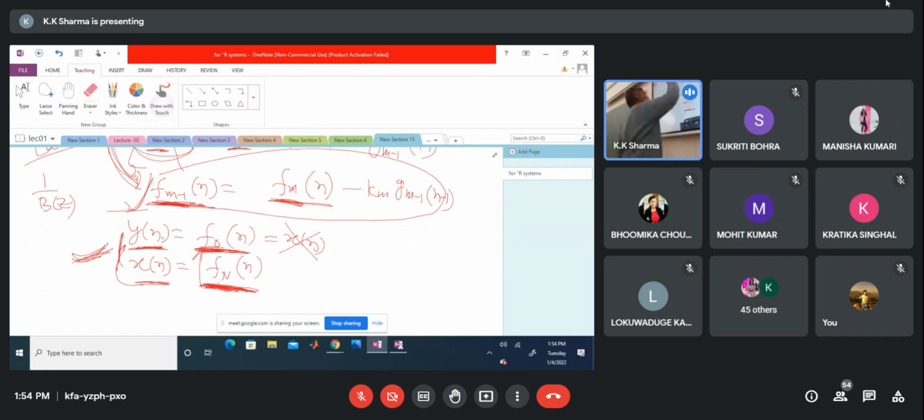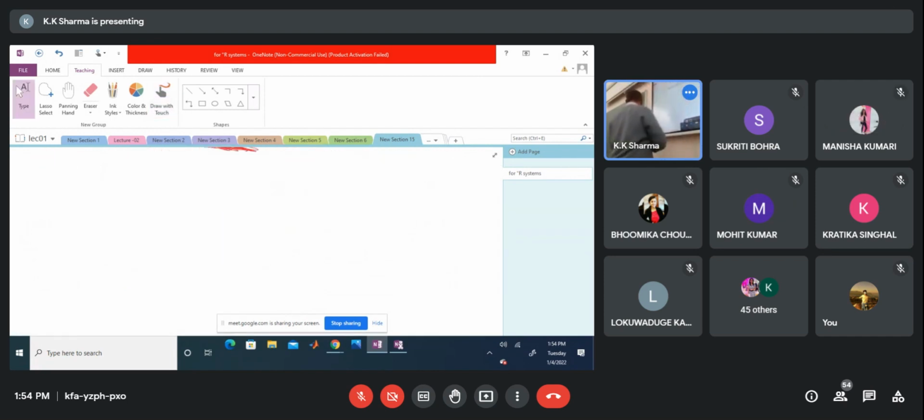From this, the lattice will be formed. You start from this side.